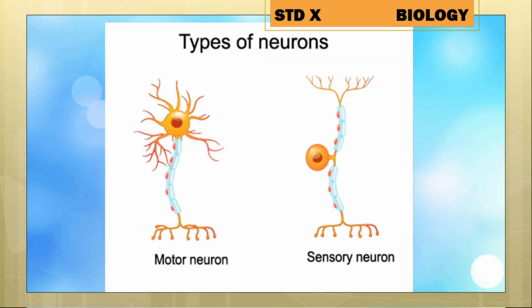On the basis of direction of impulse, neurons can be classified into two categories: sensory neuron and motor neuron. Sensory neuron carry impulses to brain and spinal cord. Motor neurons carry impulses from brain and spinal cord to various parts of the body. So far we have discussed two types of classification. Am I right? Classification of neuron and classification of nerve.